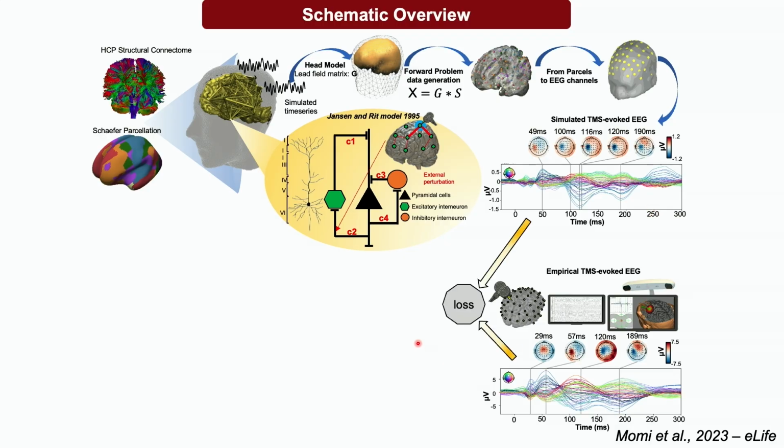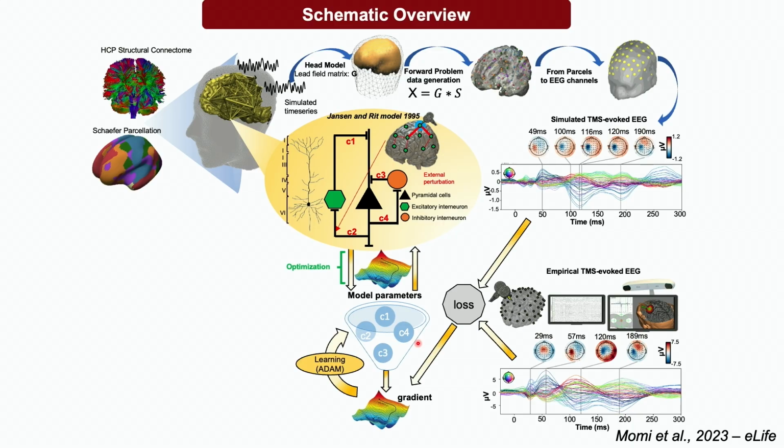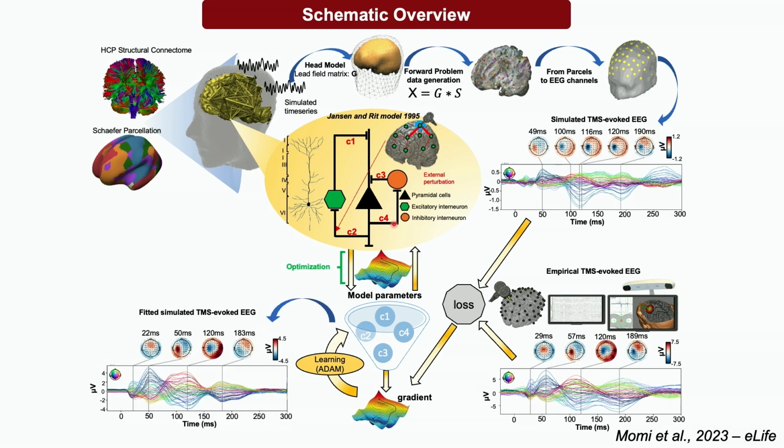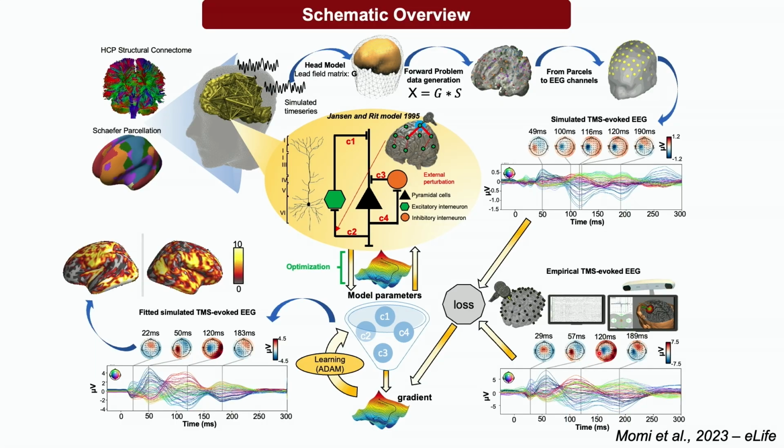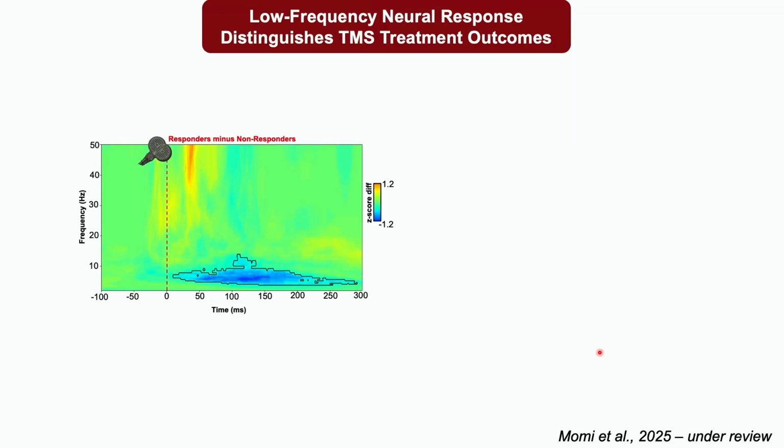we cast the differential equation that I showed you in the previous slide in a PyTorch environment, and we use an optimizer for computing the loss, the gradients, and optimizing the parameters of the model. And finally, after a few iterations, we come up with a fitted TMS-EEG time series, which resembled the empirical one.